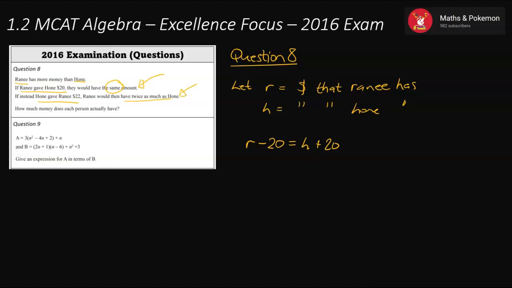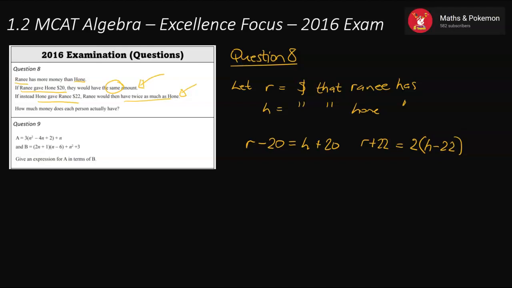We're then going to look at the next one. Instead, if Hone gave Rane $22. So this one here is going to be Hone minus $22. That should be equal to Rane plus $22. So $22 has been given to Rane. And this time around, it's a bit trickier, so twice as much. So for them to be equal, we now need to multiply Hone's side by 2. So that means the original amount, Hone minus 22, would be twice as much. So we've got our two equations.